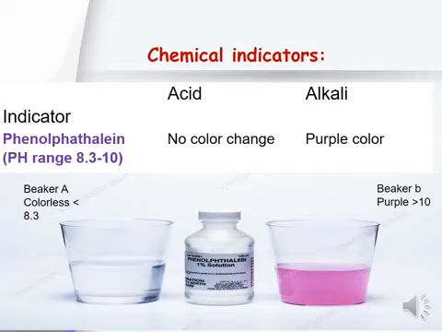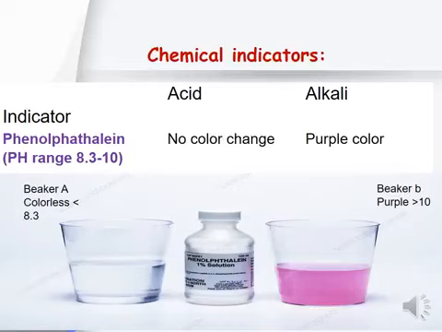The next indicator is phenolphthalein. The range of the indicator phenolphthalein is 8.3 to 10. When it is added to a solution of pH less than 8.3, there is no change in color. What about phenolphthalein when it is added to a solution of pH more than 10? When phenolphthalein is added to a solution of pH more than 10, it will give purple color.